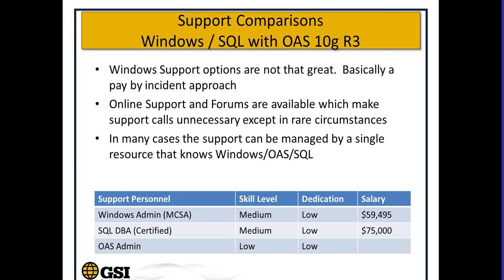And on average, the salaries for those types of positions are about $60,000 a year. SQL DBA, a little bit more pricey. If you're talking about a certified DBA, it's going to be more in the realm of $75,000 a year. Do you need a SQL DBA?